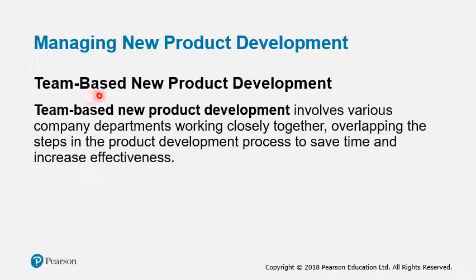Second, it has to be team-based new product development, which involves various company departments working closely together, overlapping the steps in the product development process to save time and also increase effectiveness. So of course, you need to know that every new product comes from information from the marketing department. So the marketing department needs to work together with the engineers, the R&D department, the scientists, telling them what the customer would like to have. Then you work together, and you can process that particular product in a shorter time.